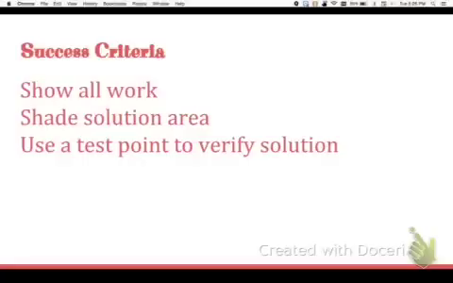Your success criteria for this instructional video is the same. So you'll need to show your work, shade any potential solution area, and use a test point to verify your solution to help you shade.